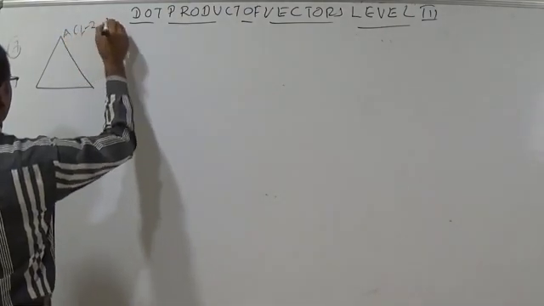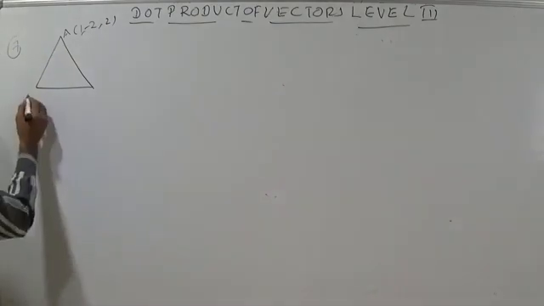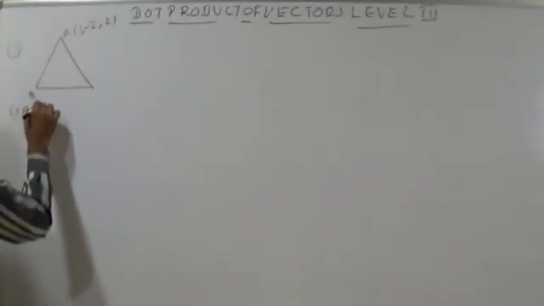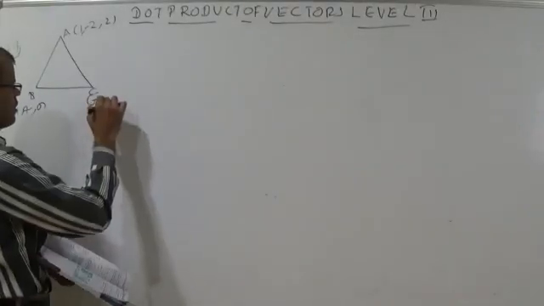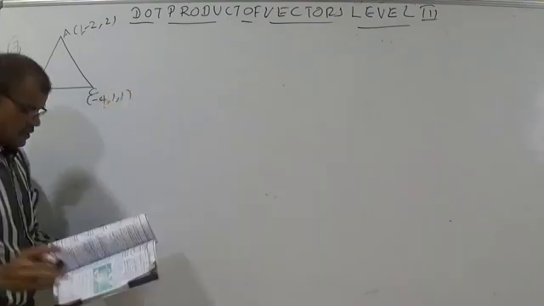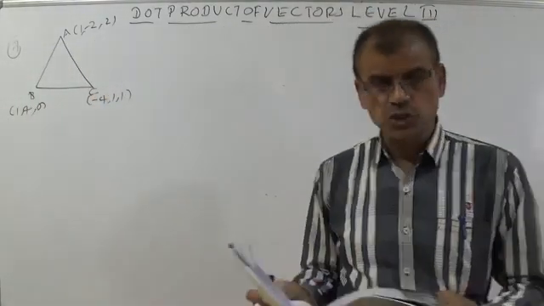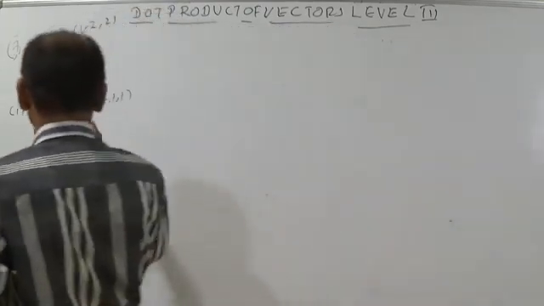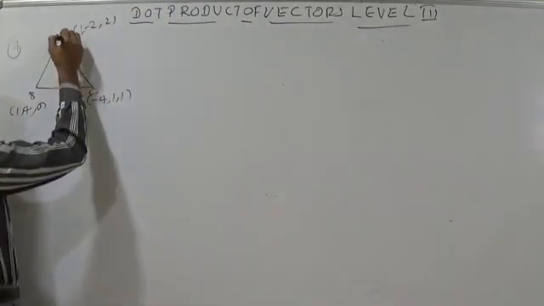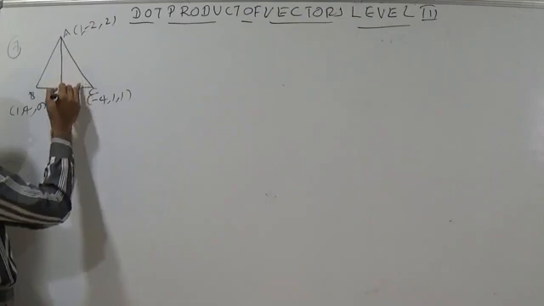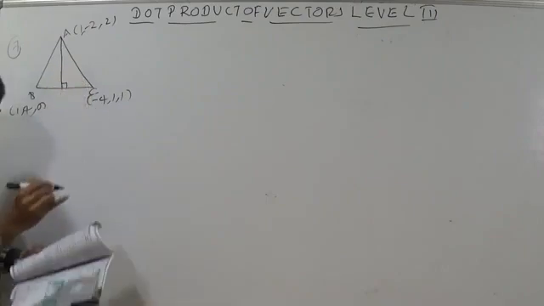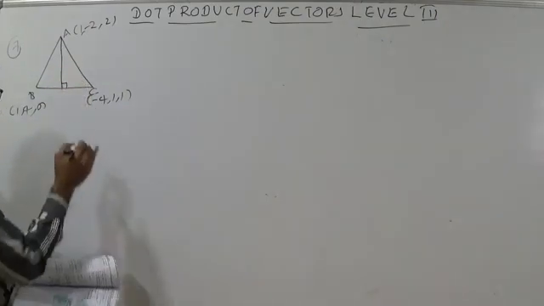A value is (1, -2, 2), B value is (1, 4, 0), C value is (-4, 1, 1). Three vertices are given. Let M be the foot of the altitude. Altitude means the perpendicular line segment drawn from a vertex to the opposite side. He has named the foot M.